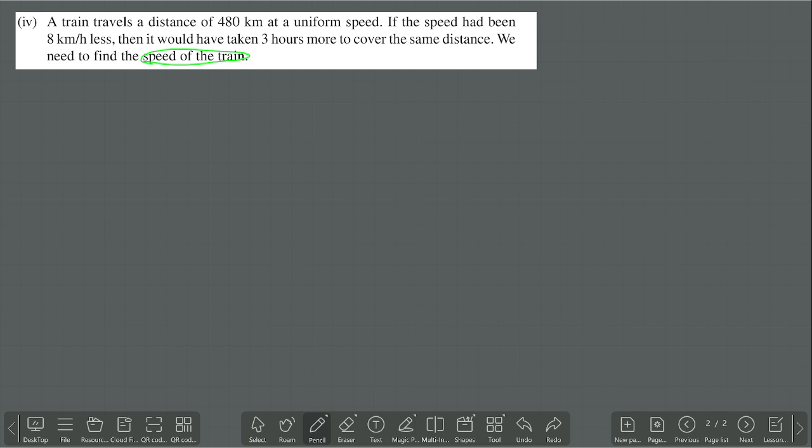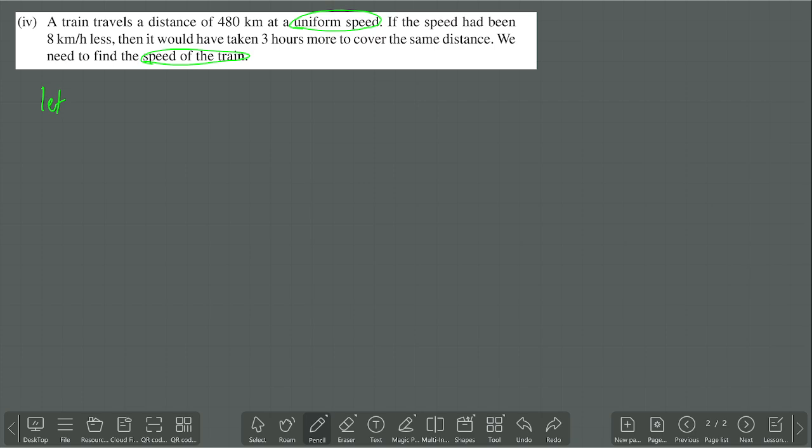What are they asking to find? Speed of train. The speed of train in the sense, here they are talking about uniform speed or speed of train, both are same here. That I am going to assume as something. What? Always, what are you assuming? X, that's it.